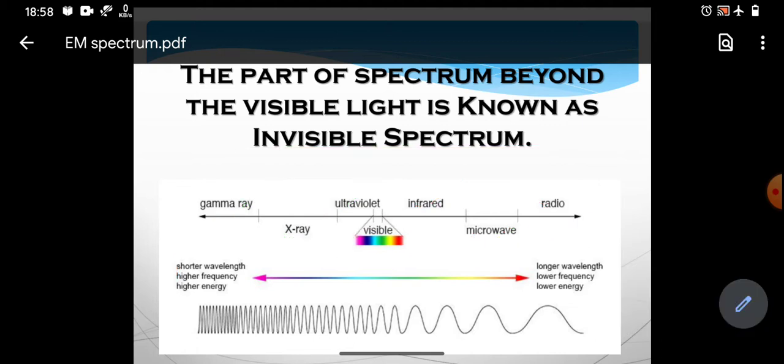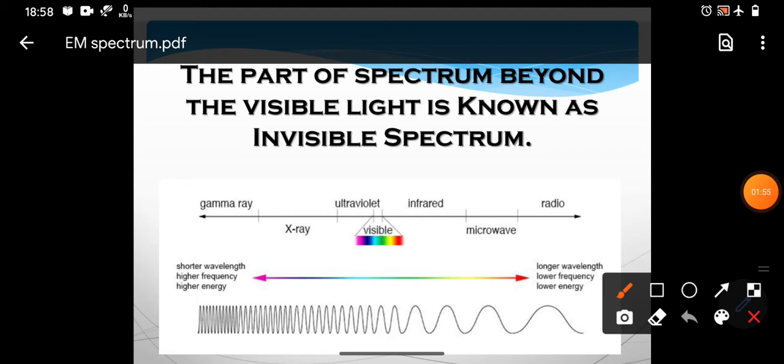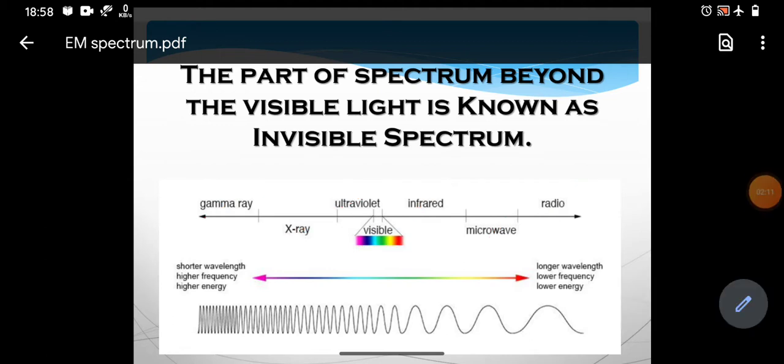There are different kinds of rays over here. What are the different rays? The different rays are gamma rays, X rays, ultraviolet rays, this is the visible part, the infrared rays, microwave rays, and the radio waves. About each of these we will study one by one. Okay, so let's proceed.